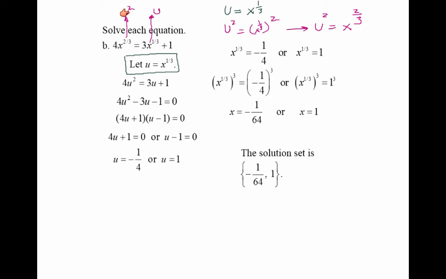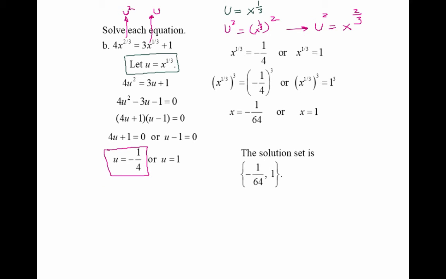So I'm going to let this one, the smaller one, be equal to u. If I square this, I get this one, u squared. So instead of writing this, I would write it as 4u squared is equal to 3u plus 1. This is a lot easier to deal with. If I write this in standard form, I can factor it, set each factor equal to 0, and solve for u. Once you solve for u, you go back to your original assumption.